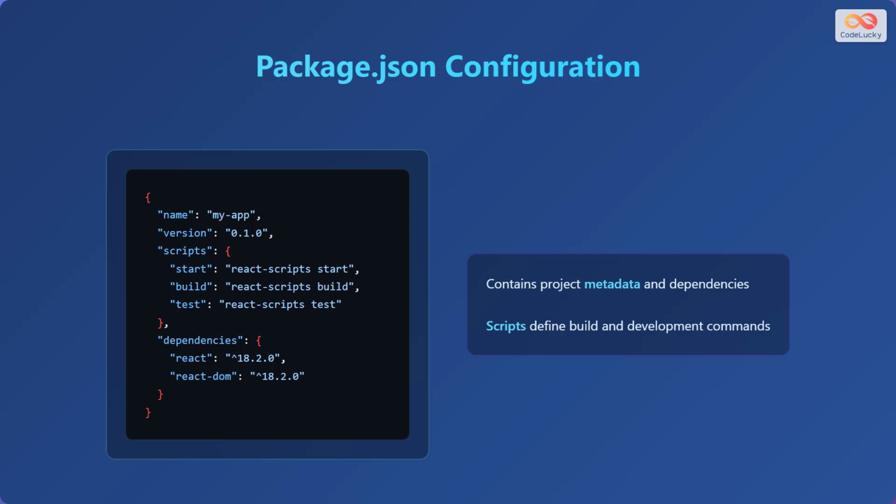The package.json file is crucial for managing your project's metadata and dependencies. It includes essential information such as the project's name, version, and a set of scripts for various tasks. The scripts section defines commands like start to begin the development server, build to create a production build, and test to run test suites. The dependencies section lists all the packages that your project relies on, along with their specified versions.